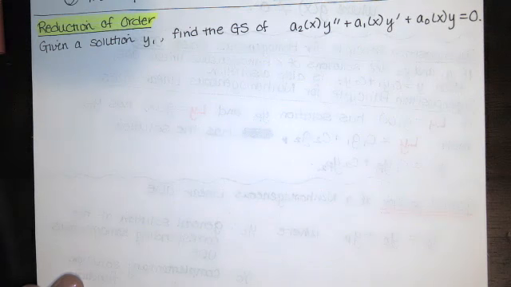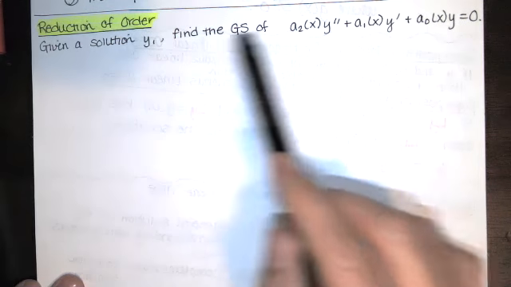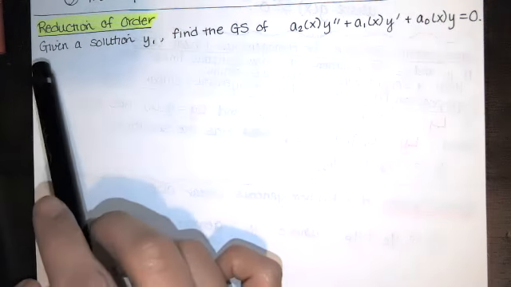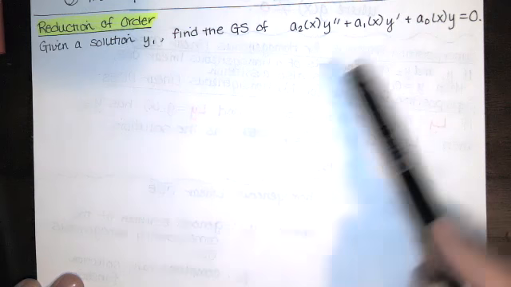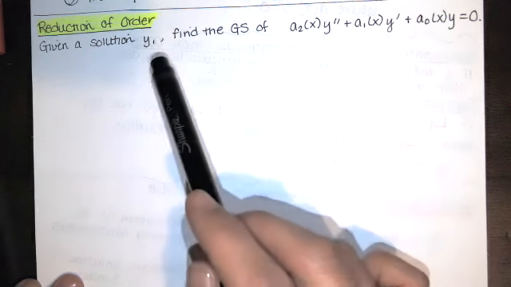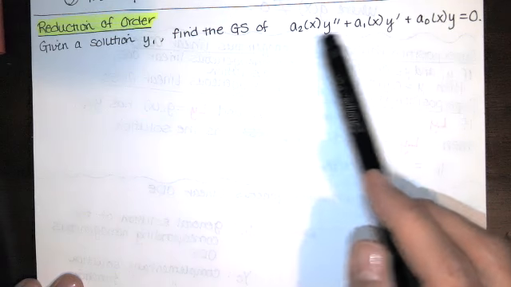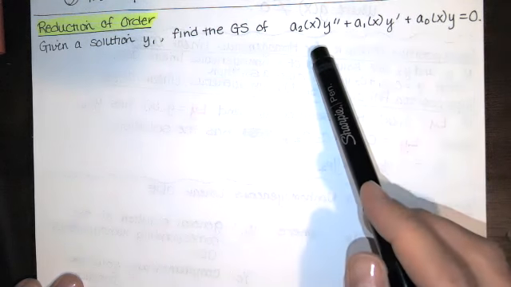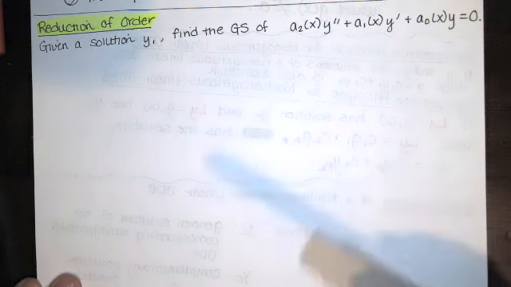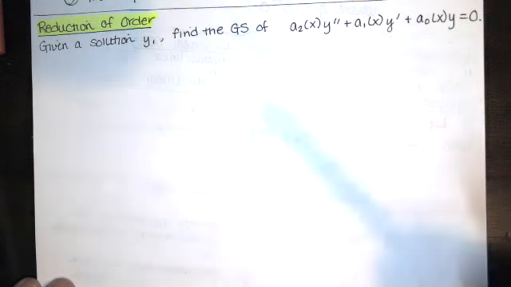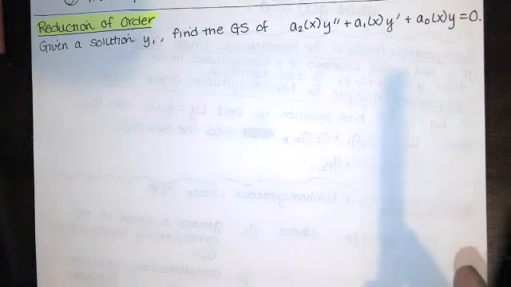In this video, we discuss the method of reduction of order. Reduction of order is going to allow us to solve problems like these. We're going to be given a solution y1 of this differential equation, and we'll be asked to find the general solution of this second order linear homogeneous differential equation. The question is, how do you find that general solution?